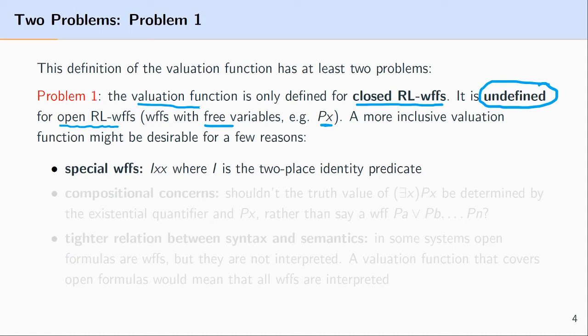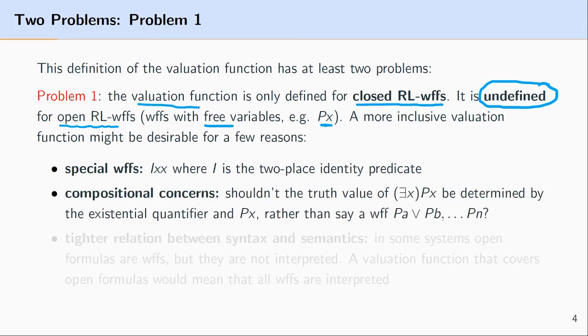We might say that if we have this relational predicate I followed by the appropriate number of variables, we can assign a truth value to this because it doesn't matter which object we substitute for x, this formula will be true, and so IXX will be true. But this isn't really allowed in the original valuation function because it only defines the truth value for closed atomic well-formed formulas. A second concern is the compositional concern.